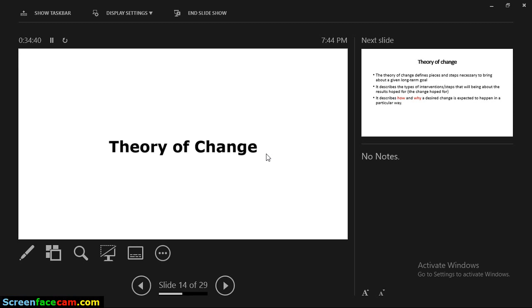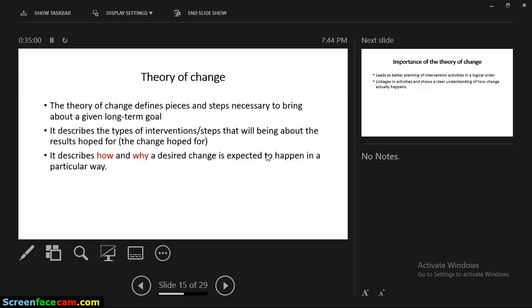And it's mandatory that we include it. It's very simple. You just use the term, if there are resources, then this, as simple as that. And you can decide whether you want to write it in a narrative format, or if you want, you can present it in a diagram. It's quite simple. So the theory of change defines the pieces and steps necessary to bring about a given long-term goal, which Mr. Shamba defined for us. It describes the types of interventions, steps that will bring about the results hoped for.